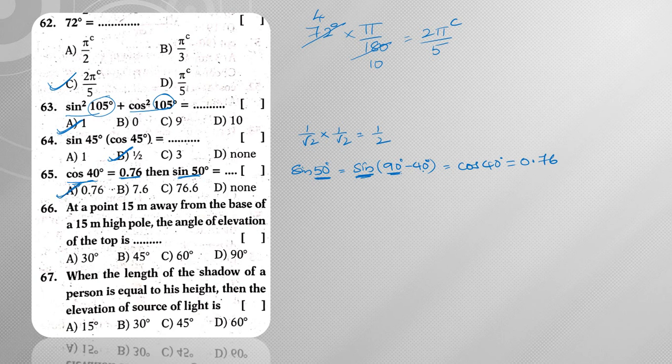Next, at a point 15 meters away from the base of a 15 meter high pole. So here distance is 15 meters and height is also 15 meters. When height is equal to distance, then automatically angle is 45 degrees. So angle is 45 degrees. When the length of the shadow of a person is equal to its height, then the angle of elevation of the source is 45 degrees.